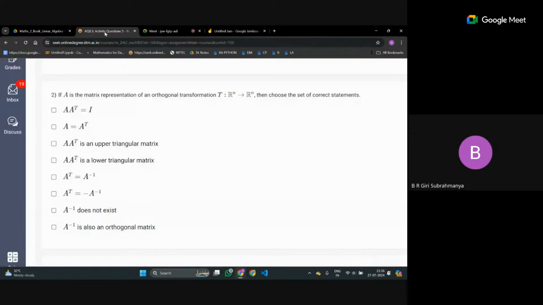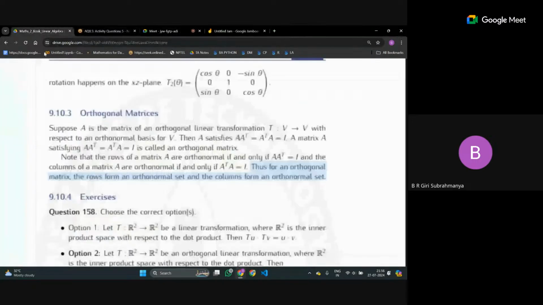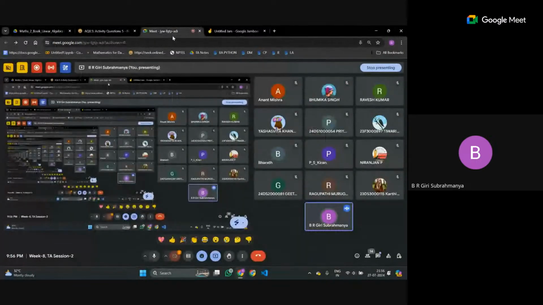So for the second question, now A is the matrix representation of an orthogonal matrix from R power n to R power n, then choose the correct options. See, here they have given with respect to some orthonormal basis, right? Remember, I think it was there in the notes also. If no information about the basis is given, we have to take the standard ordered basis, right? And the standard ordered basis is orthonormal, correct? So we'll take it with respect to the standard ordered basis.